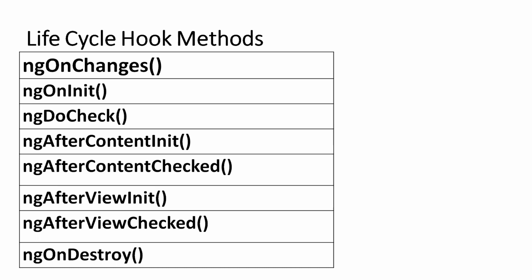ngDoCheck. In ngOnInit, input activities are managed. In ngDoCheck, custom events are managed. Custom events, that means event emitters, output properties are managed in DoCheck. Content init is nothing but it is rendering and generating the layout for internal actions. For external actions, content checked.